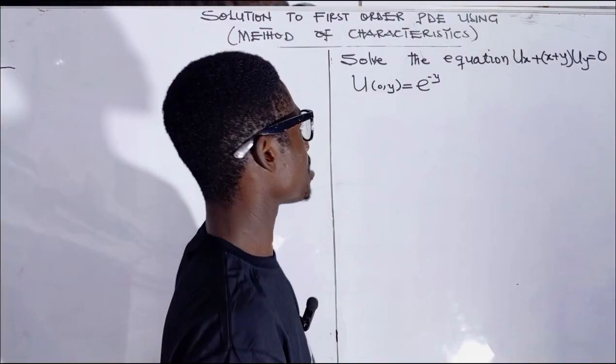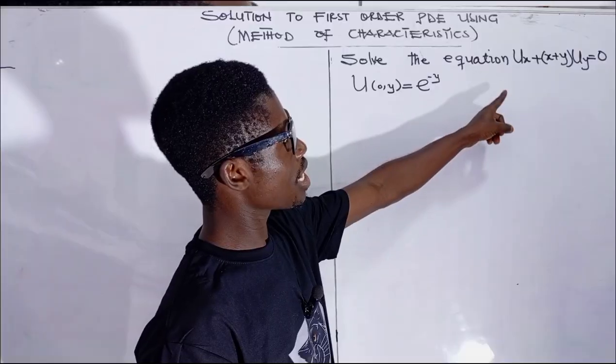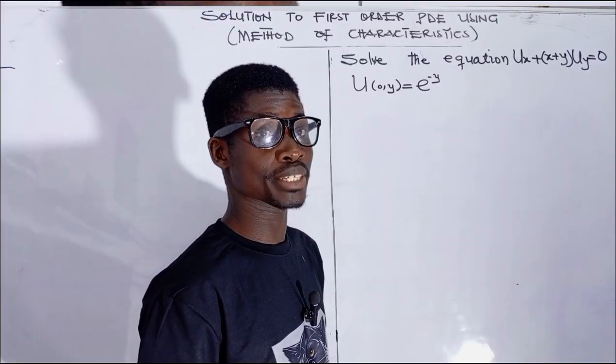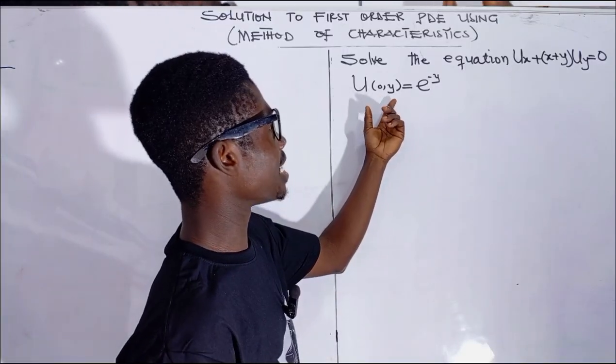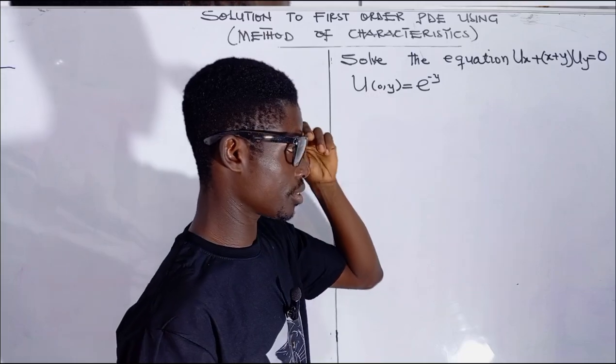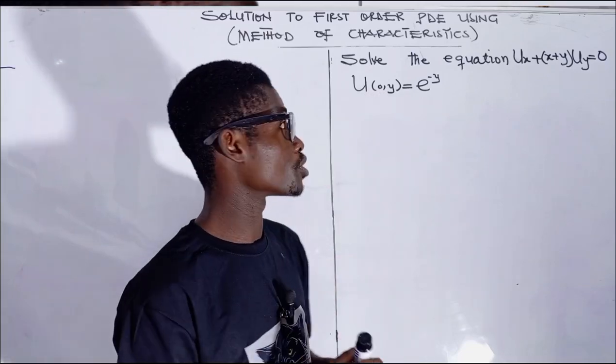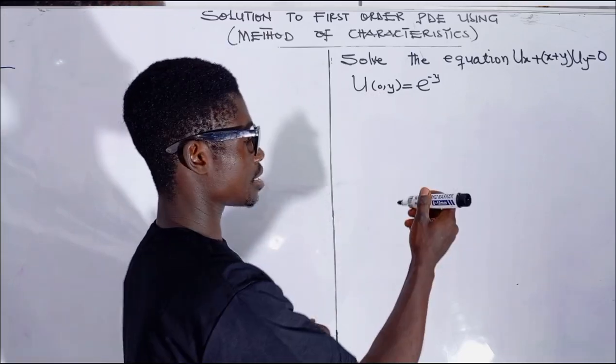So let's look at this particular question. We want to solve the equation u_x plus (x plus y) u_y is equal to 0. And we are given the initial condition u(0, y) is equal to e exponent negative y. We want to solve this equation.